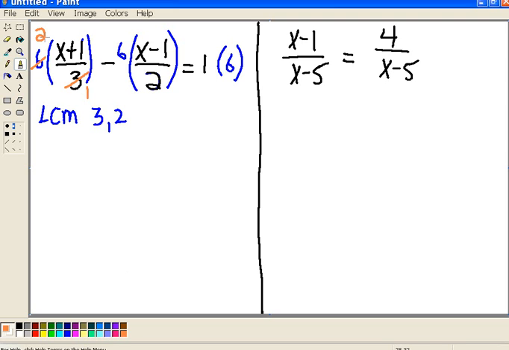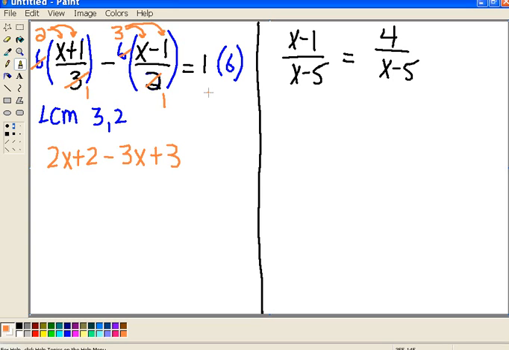Now, with this 2 here, I need to make sure that it gets distributed to everything in the numerator. So my first term is going to become 2x plus 2. All right. The second term, 2 goes into 2 once, 2 goes into 6 3 times. And now I want to make sure this is actually a negative 3, because I have the negative sign here, gets distributed to everything in the numerator. So my second term becomes minus 3x plus 3.